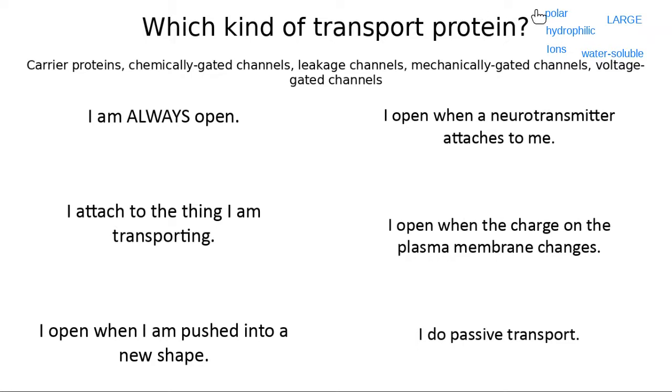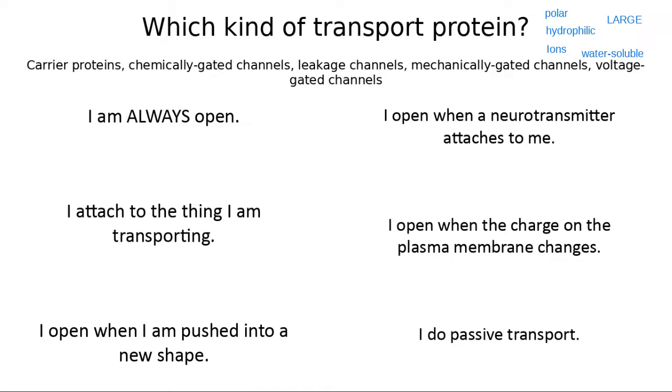All right, so I've got a list of these kinds of things that I need to get into my cell, and I need to use a protein to do that. I have 4 or 5 different kinds of proteins that I can use. We're going to go through these statements here to figure out which kind of protein or which kinds of proteins are being described. So let's start with one of the questions that Dr. always loves to ask. Which of my kinds of transport proteins are always open? Who's always open?